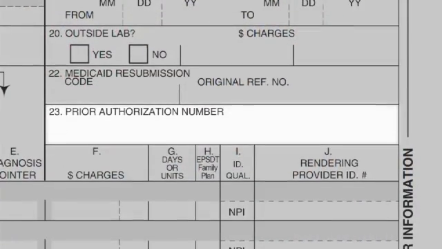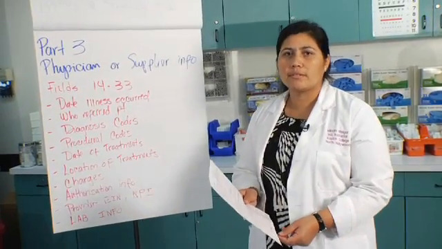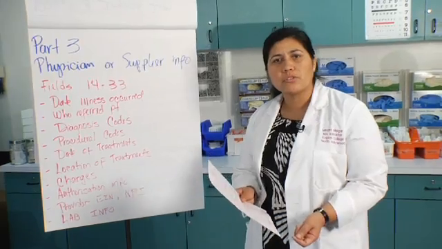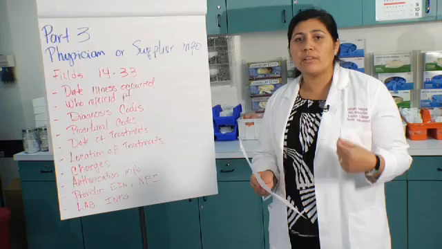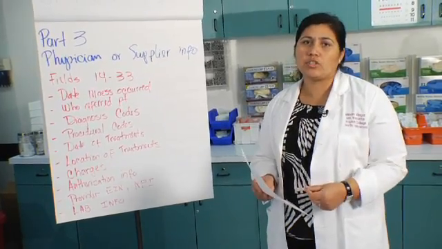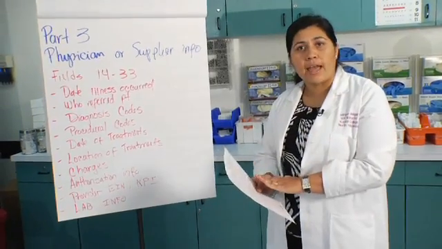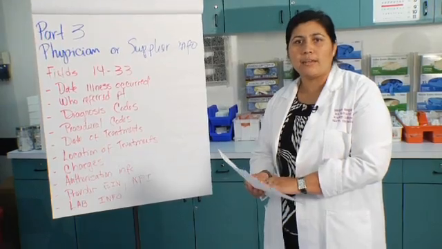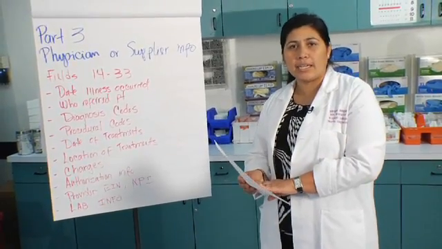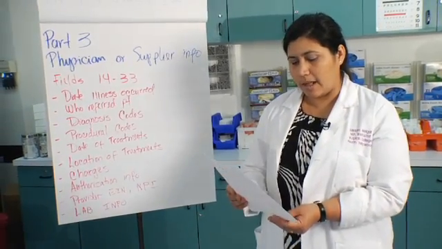Number 23, prior authorization number. This is an important field because in most cases, if there are special devices that we need or special procedures that are going to be performed, we need to make sure that we know whether the patient needs an authorization. If we receive an authorization, we need to indicate that. That will lead to payment. If we do not indicate that, the probability of not getting paid is very high. So number 23 is very important as well.